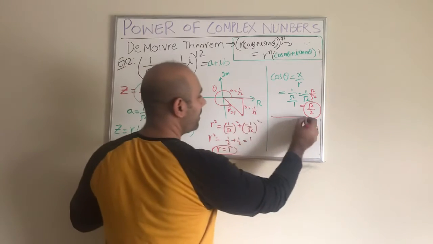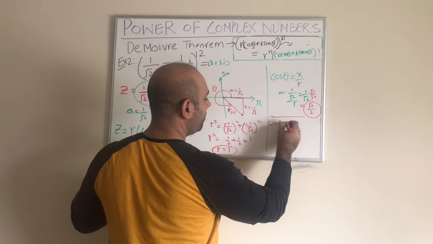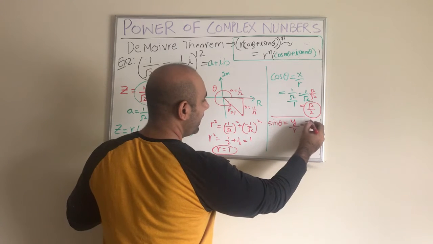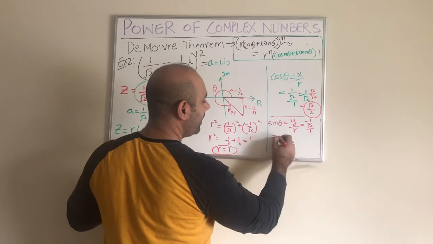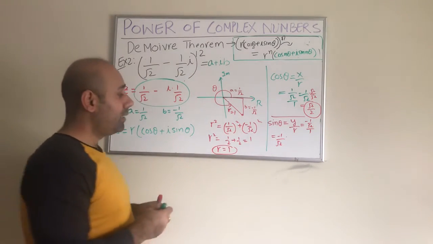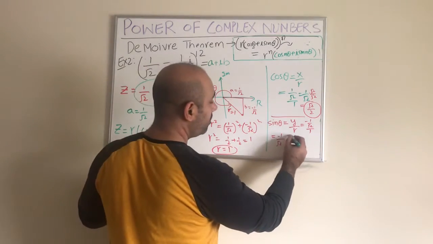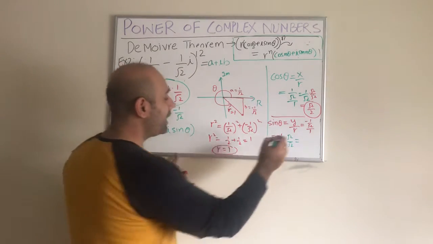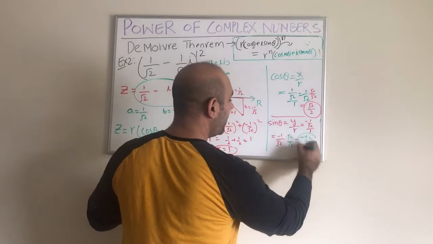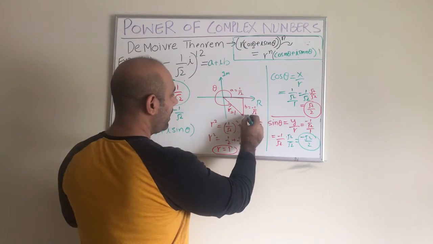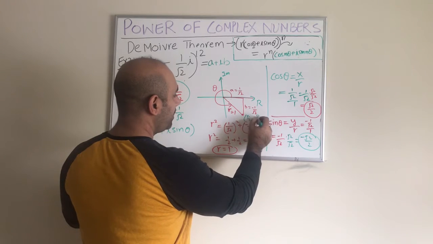And then we also need to write the sine. Sine is basically y over r, and y here is negative 1 over radical 2, over 1. Same thing: negative 1 over radical 2, you multiply upstairs and downstairs by the square root of 2, which is basically rationalizing the denominator. When we do that, we get negative radical 2 over 2. So we have the cosine and sine, and it is in the fourth quadrant. So this is radical 2 over 2 and negative radical 2 over 2.